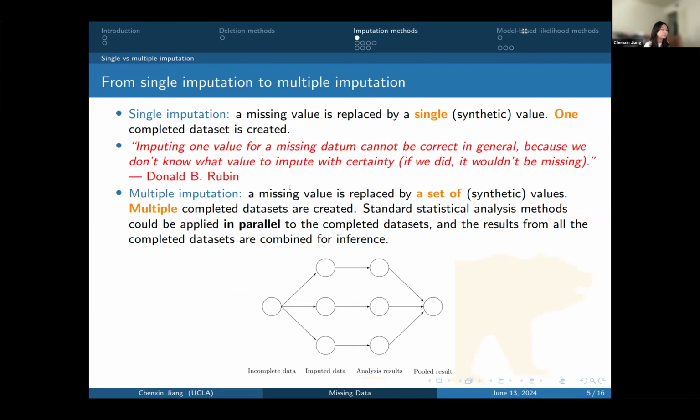So we have multiple imputation. It tries to add some uncertainty to the imputation. In multiple imputation, a missing value is replaced by a set of synthetic values, and multiple completed data sets are created. After that, the standard statistical analysis method can be applied in parallel to the completed data sets to get the analysis results. The results from all the completed data sets are combined for inference. This is the ideal for multiple imputation.